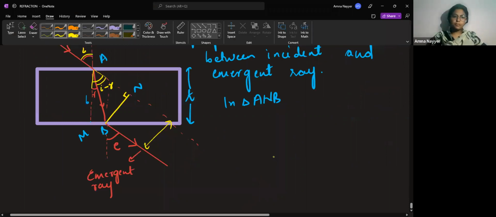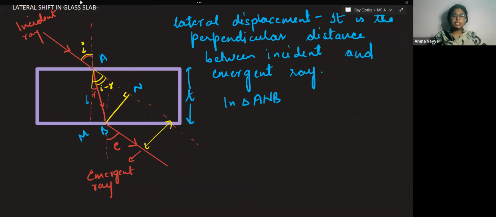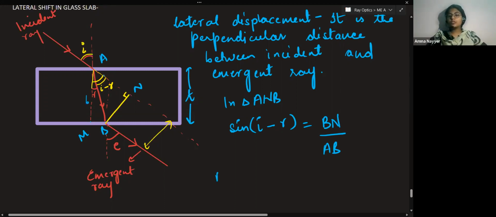Now see, in triangle ANB, if you look at this triangle, this angle is i minus r, not i, not r, i minus r. Understood? Now see, if you take sine of i minus r, that is sine theta, which is the perpendicular by the hypotenuse. The perpendicular is this BN and the hypotenuse is this AB. So BN, which is the lateral shift, will be equal to AB multiplied by sine i minus r.